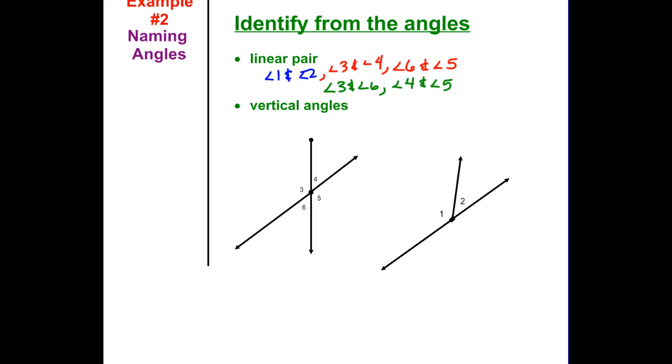Vertical angles are a little bit different. I want you to look over here. Do we have any vertical angles? The answer is no, because that line doesn't actually go on any longer. So we have no vertical angles over there. We do, however, have vertical angles in that left picture. These two are vertical angles, so angle 6 and angle 4. And these two are also vertical angles, angle 3 and angle 5.